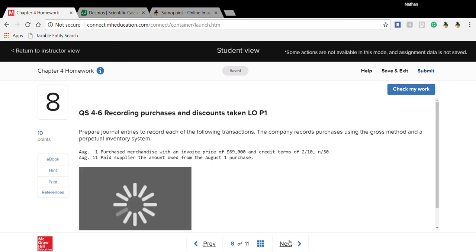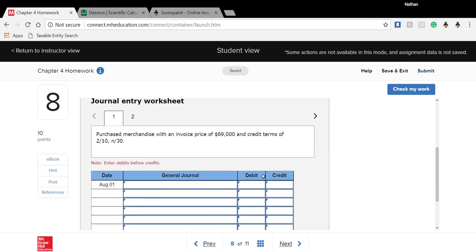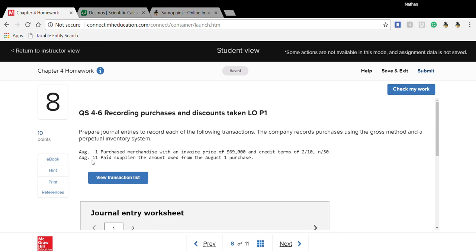So of course, we're going to see if it's going to deal with anything selling. Probably not. And of course it doesn't. Question 8 is again doing recording purchases and discounts taken. So we look at question 8. August 1st, we purchased merchandise with an invoice price of $69,000 and credit terms of 2/10. Alright. So again, shows us right here. Good stuff. Make sure your dates are within 10 days. So we're okay with that.